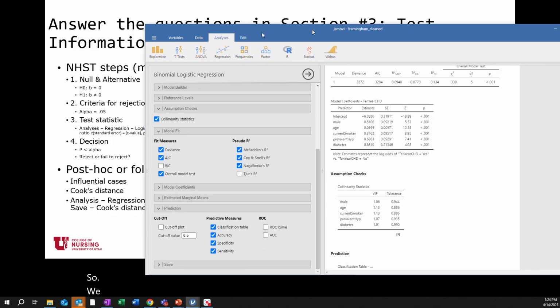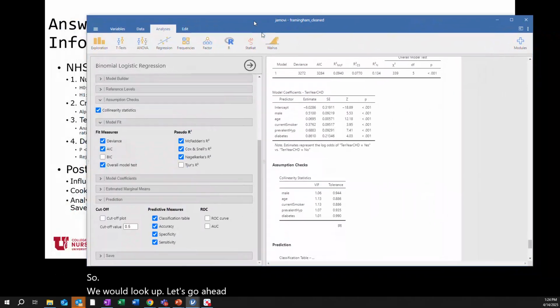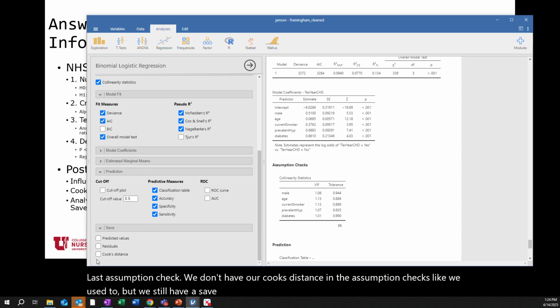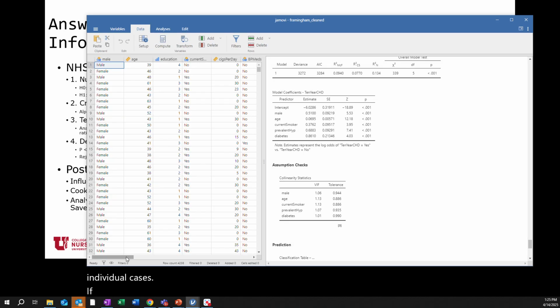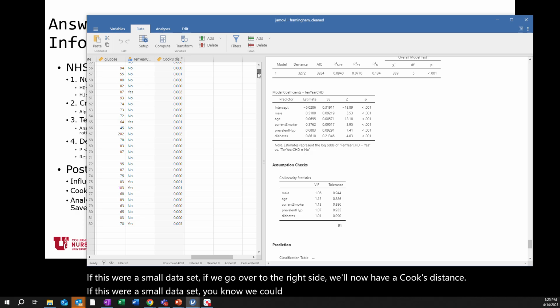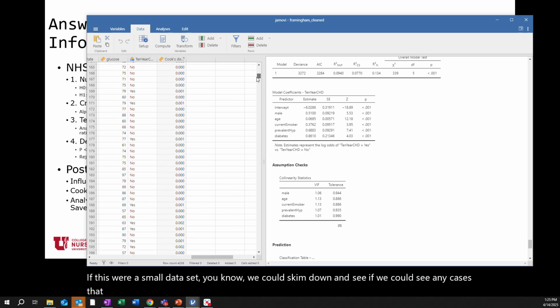Let's go ahead and do our last assumption check. We don't have our Cook's distance in the assumption checks like we used to, but we still have a save model, and we can get the Cook's distance for all the individual cases. If we go over to the right side, we'll now have a Cook's distance. If this were a small data set, we could skim down and see if we could see any cases larger than 1.